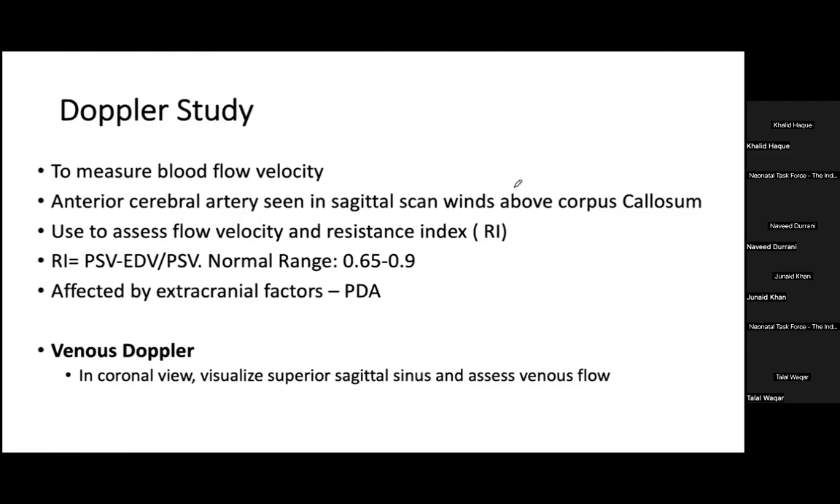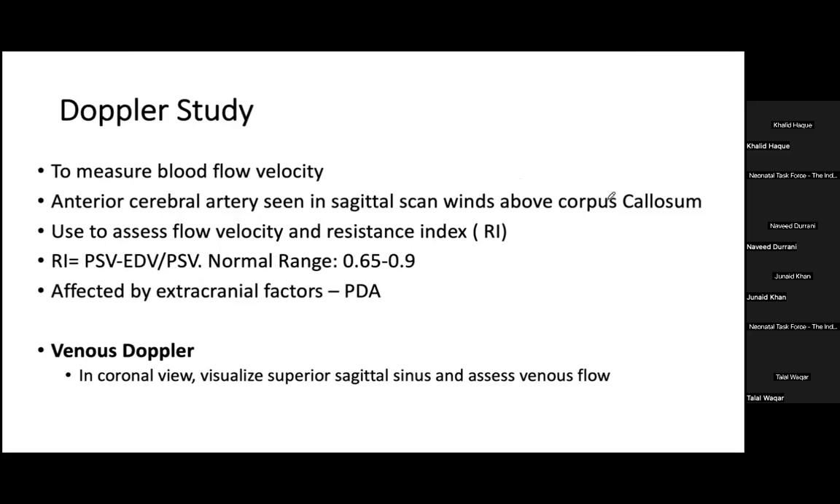Let's talk about a little bit of the Doppler study. Doppler study is mainly to measure the blood flow velocity, and usually it is taken from the anterior cerebral artery, which is seen in the sagittal view above the corpus callosum.